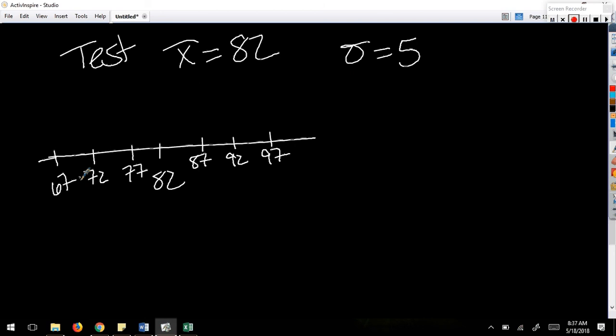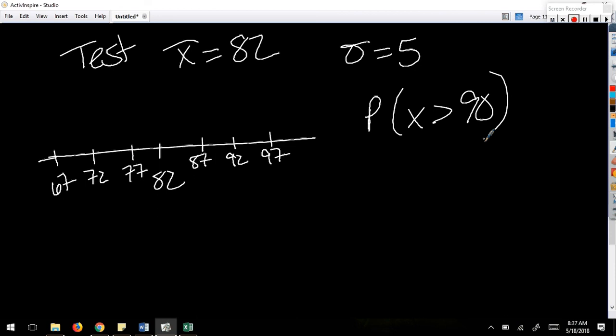Okay, here's the problem, however. What if I said, what's the chance that you make an A? An A is a 90. What's the probability that your score is 90 or better? You'd have to split that half in half. You can't really do that because it's a curve, so you would just have to start at 92.